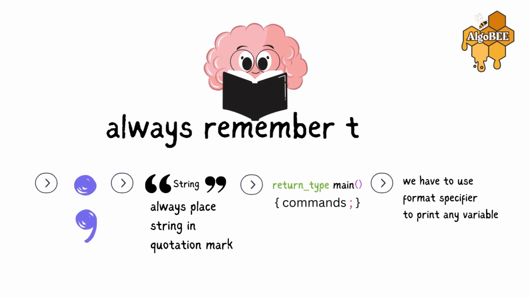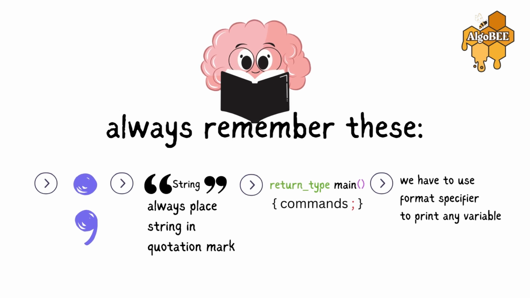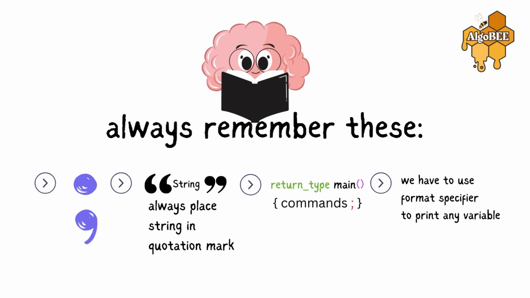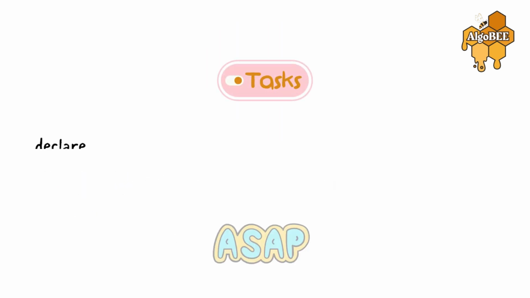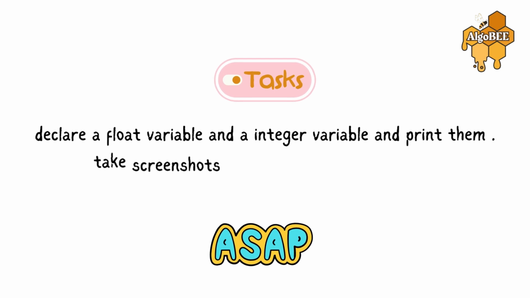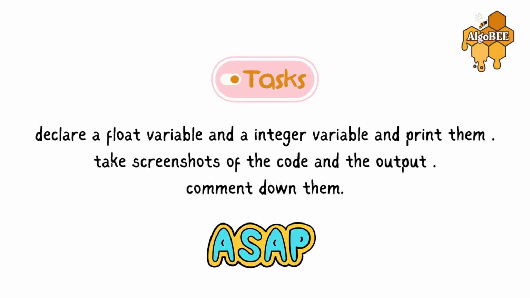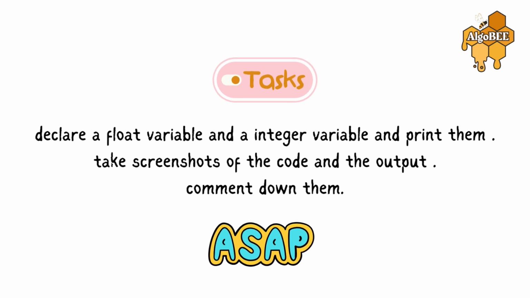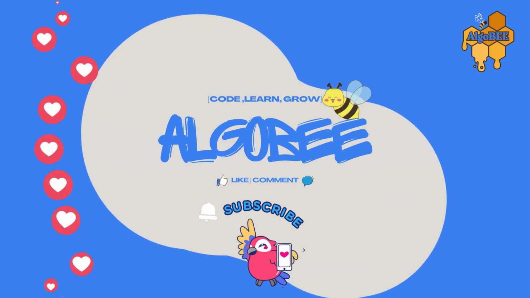Always remember to put a semicolon after every command, put any string in double quotes, and use a format specifier to print any variable. This is all for today. Now your task is to declare a float and an integer variable and print them. Send me the code and output screenshots.